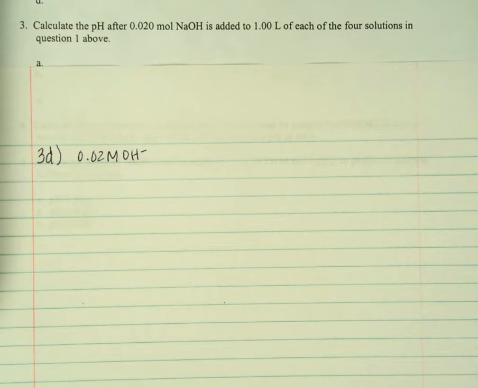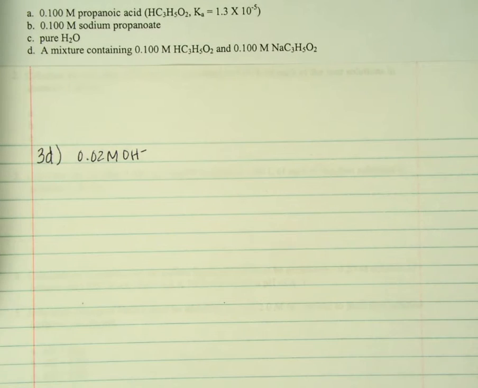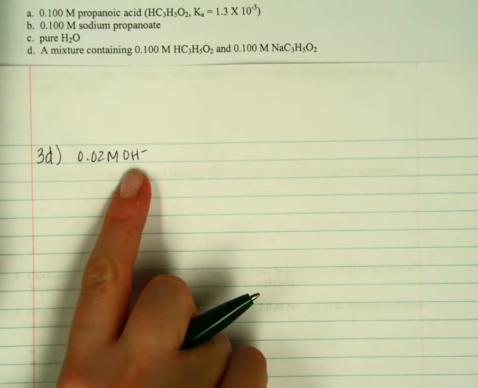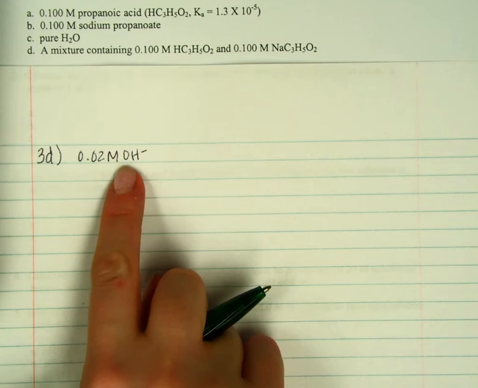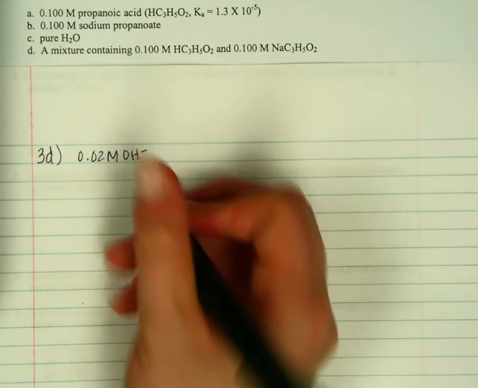It's a mixture that contains 0.1 molar HC3H5O2 and 0.1 molar NaC3H5O2, and that's from problem 1B. So when I set that up, I know this OH minus is going to react with the acid part of my buffer because this is the base. So my first part of this problem is to show that reaction.